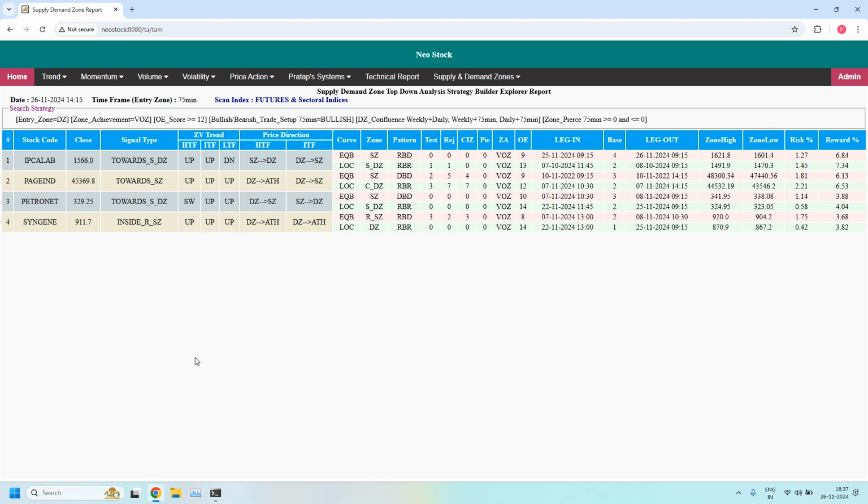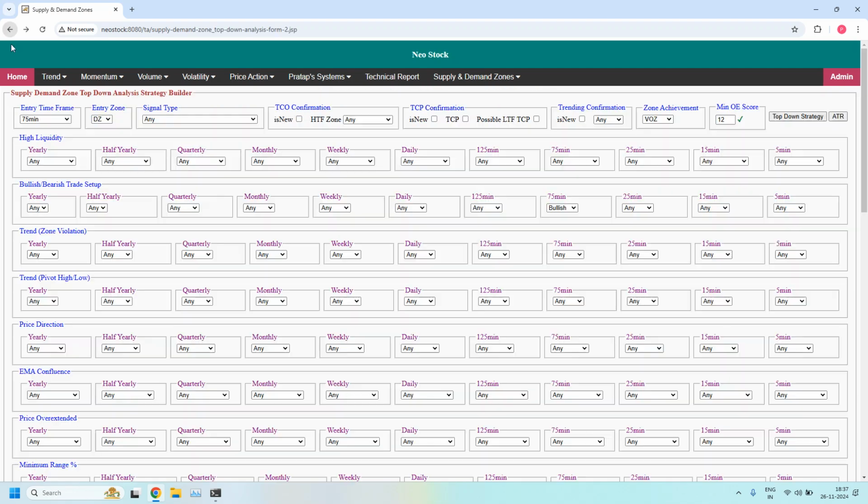4 stocks are filtered. In all these 4 stocks, the 75 minute zone is part of the daily zone, both together again part of the weekly zone, and the weekly trend is up except in the third stock. If they are having any weekly EMA confluence, they are even more high probability setup supported stocks. Let's verify.